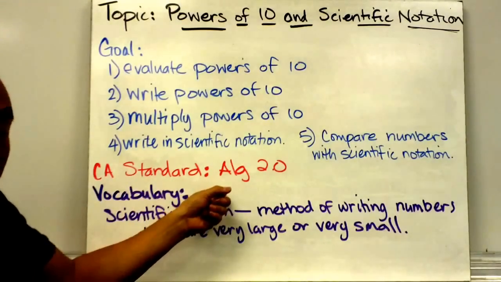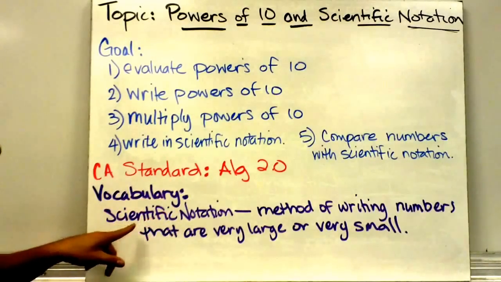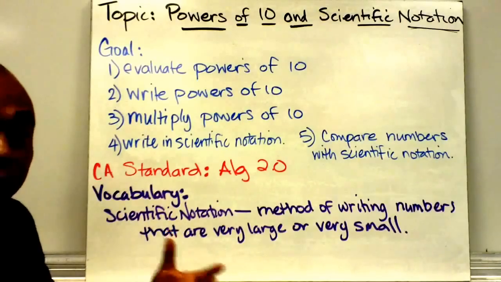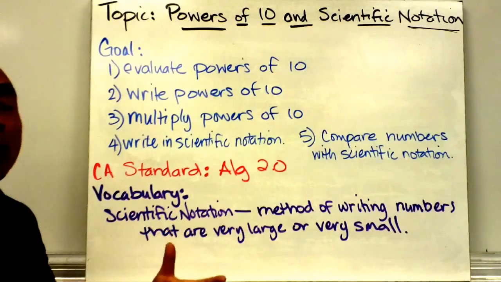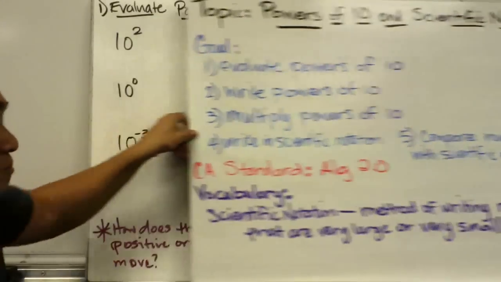So our California standard for today is Algebra 2.0, and our vocabulary for today is scientific notation. Scientific notation is basically a method of writing really large numbers and really small numbers, okay? So let's get going. We've got a lot to cover.